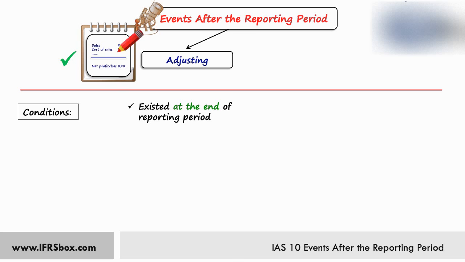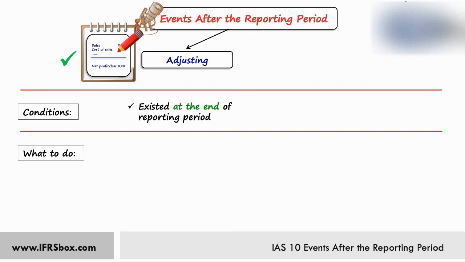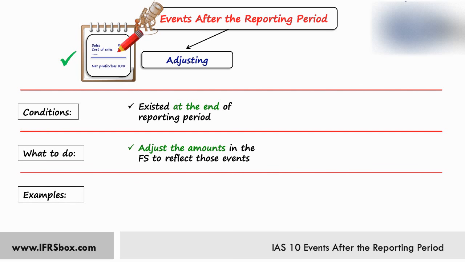So if you identify this event, what shall you do? Well, this is an adjusting event, so you need to adjust the amounts recognized in the financial statements to reflect these events. Let me give you a few examples. Well, let's say that in January 2002, there is a settlement of a court case, and you're liable to pay some penalty or whatever. And this settlement confirms that you had an obligation existing at the year end, and you should have made a provision in line with IAS 37.